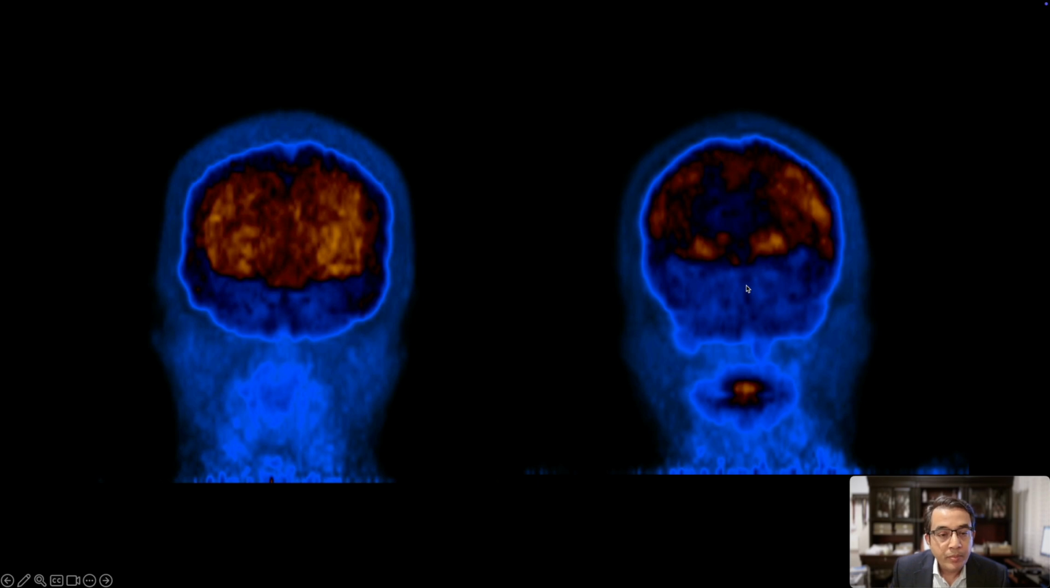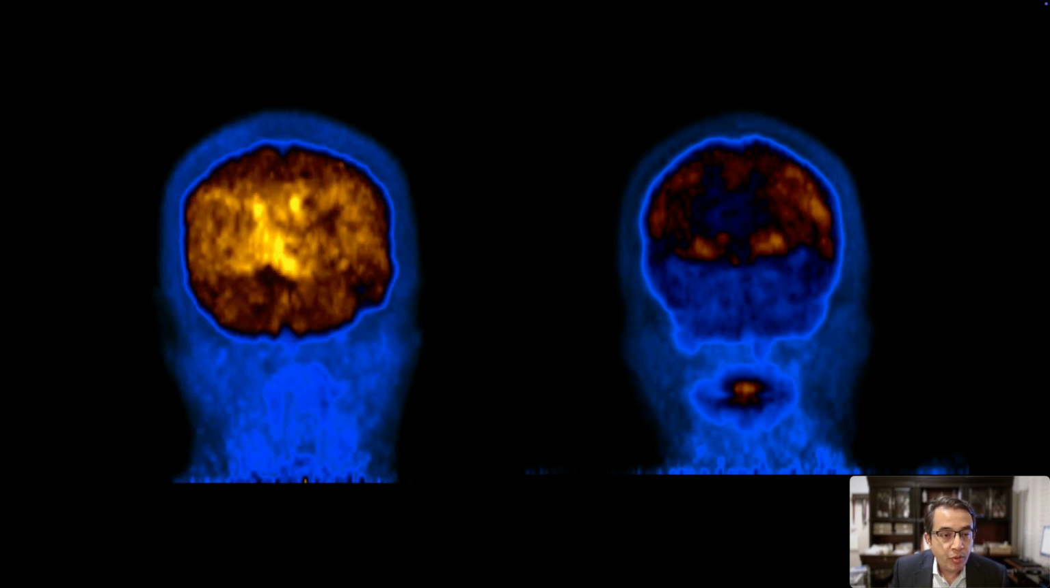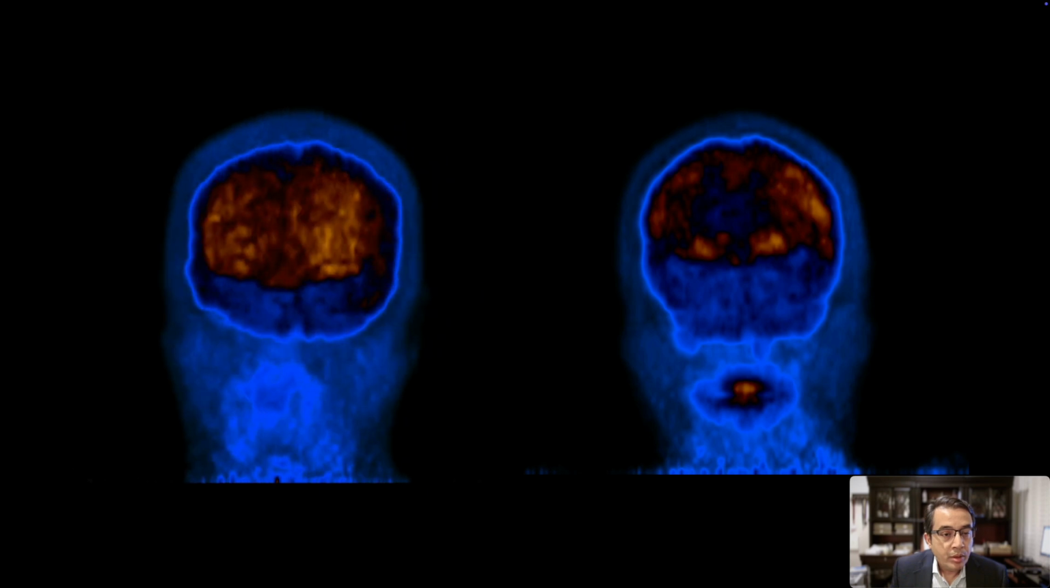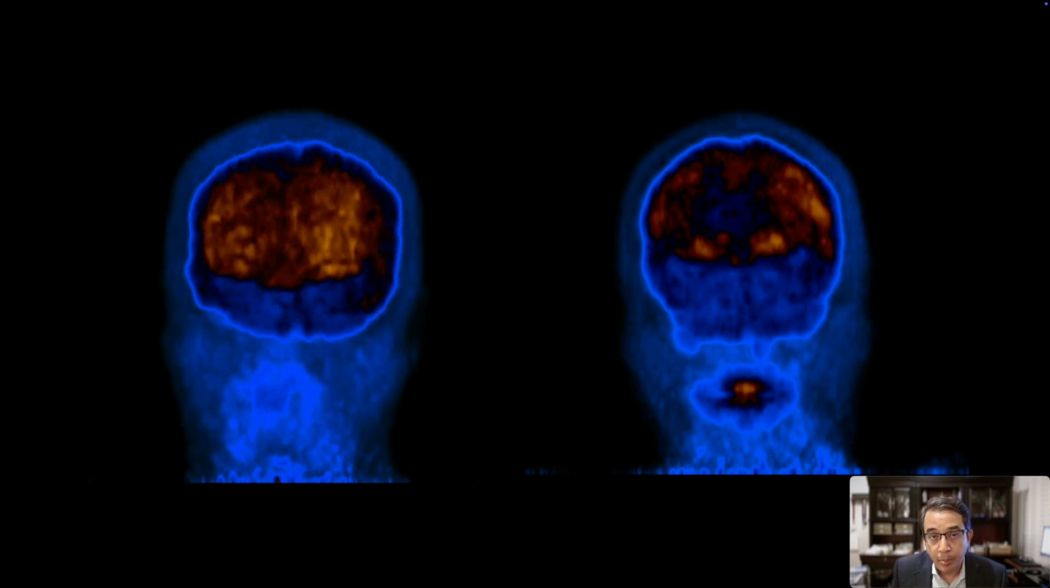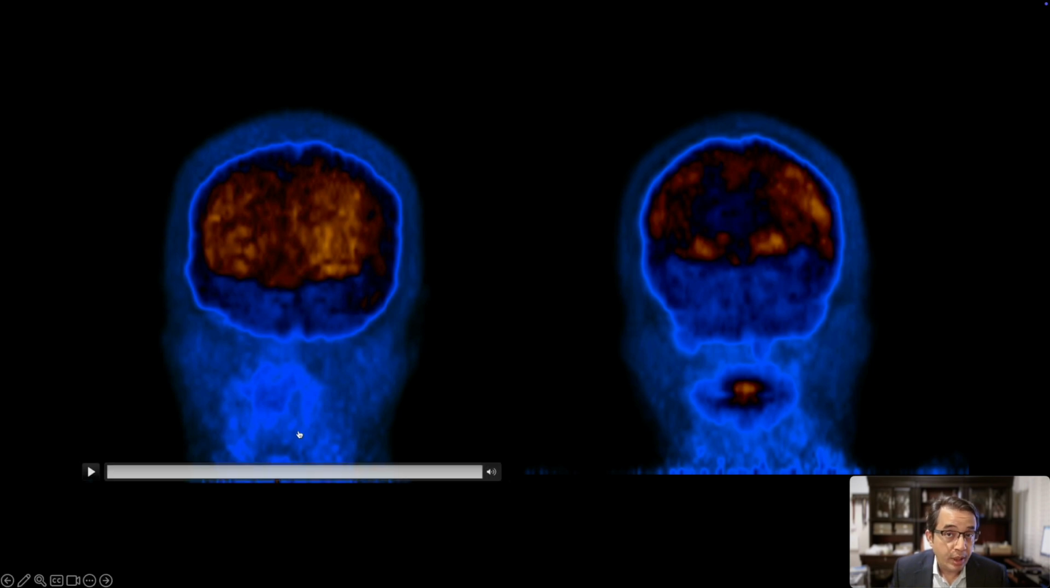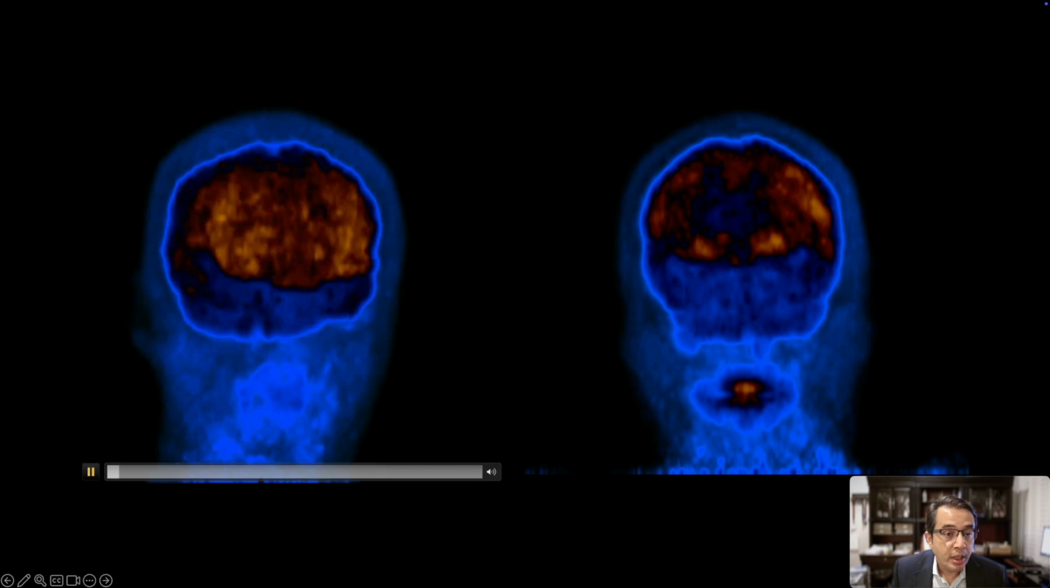So here we have two MIP images from two separate patients, and we are looking at FDG studies of their brain. On the left, I'm going to play the rotating image from a normal study. My point here is whenever you're reading a brain SPECT or a PET, always look at the rotating image and also look at the rotating image in a color scale, because that enhances the abnormalities and helps you make the correct interpretation. So let's take a look at it one more time.